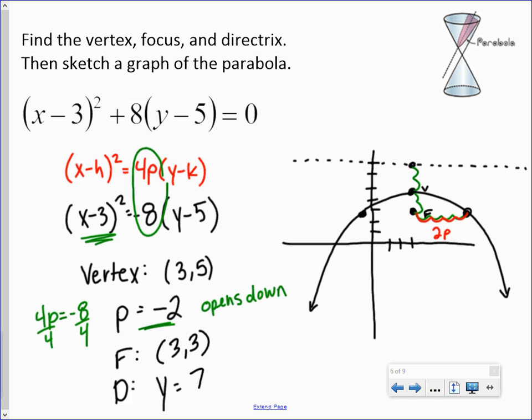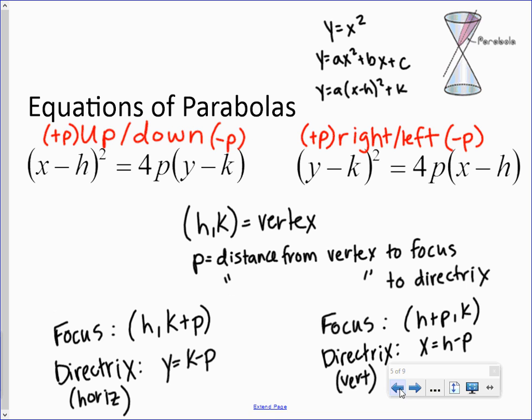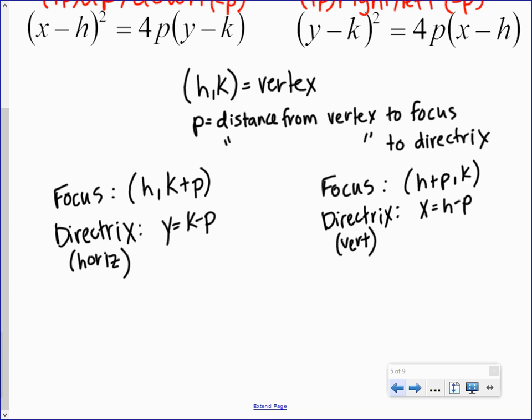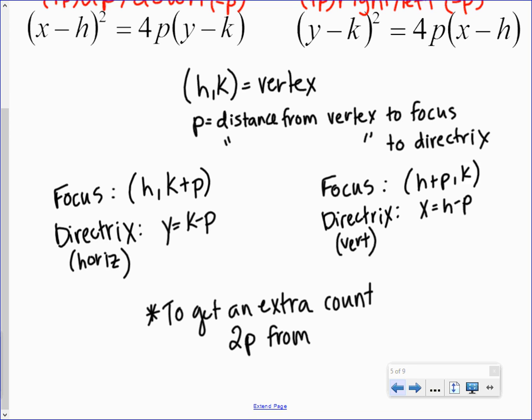So maybe you could go back to your notes on the previous one, and add something down here that says, to get an extra point, count 2p from focus. And so you remember how you got that. To get that extra point, count 2p. And you can go in both directions. You can go right and left. If you needed to have one that opened left or right, then you would count up or down, 2p.